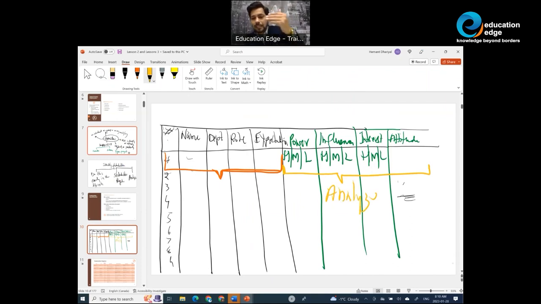The information such as, what is their power? Is it high, medium, or low? What is their influence? Is it high, medium, or low? What is their interest? High, medium, or low? What kind of attitude do they have? What is their level of complexity?